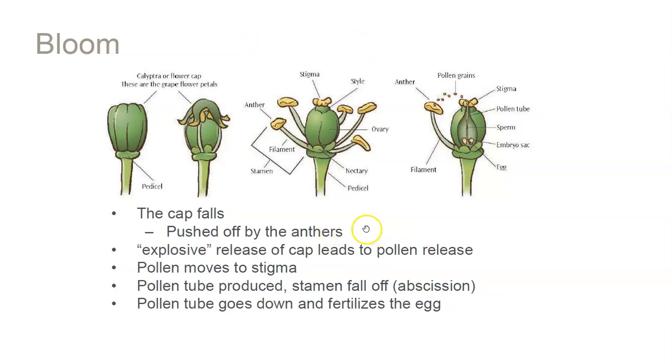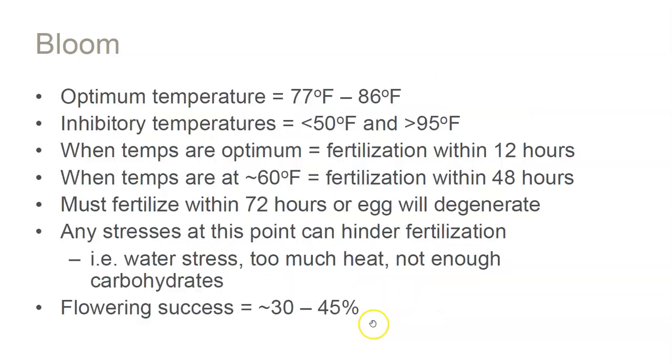So what happens is the anthers swell up. These are the anthers here. They swell, it pushes this cap off, and then there's an explosive release of pollen from the anther onto the stigma, and then you form a pollen tube down here, and then you fertilize these eggs, and you create berries. The optimum temperature is roughly 77 to 86. You can really think 75 to 85 degrees Fahrenheit. It's good for you, it's good for the plant, it's good for most organisms.